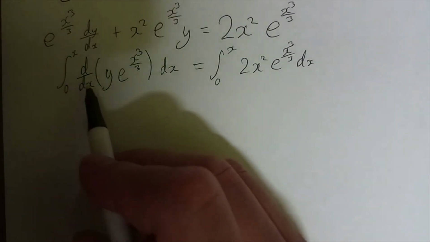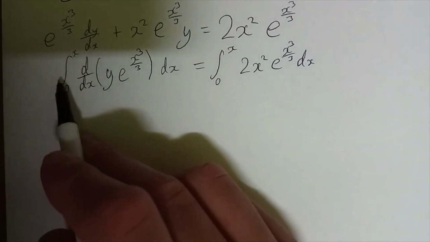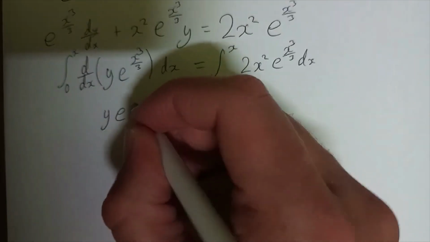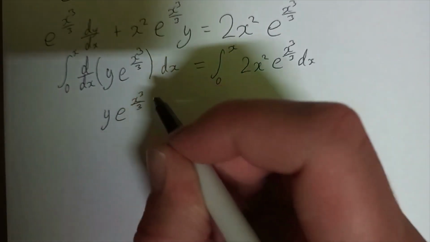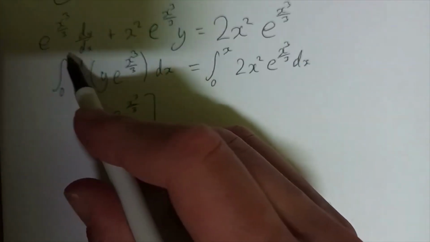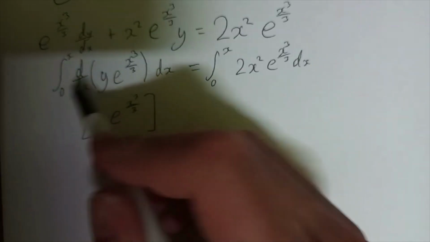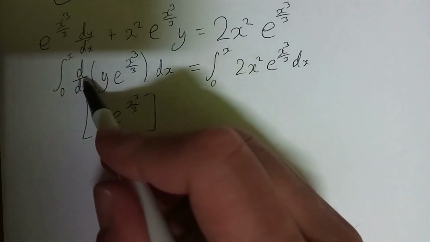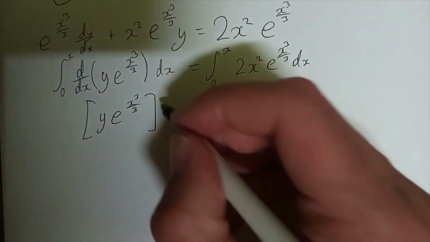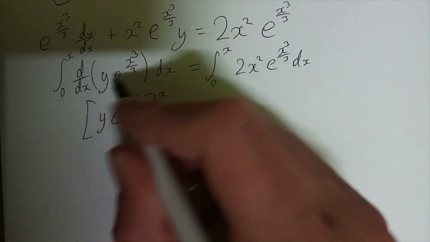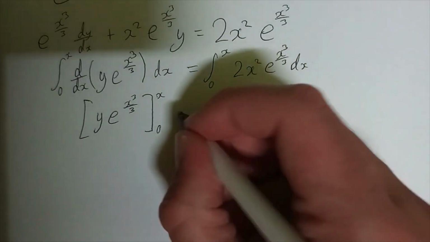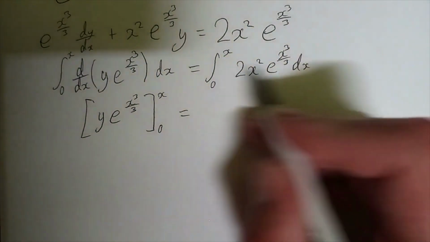So what that means is that the integral of the derivative of a function will just be the function itself, and because this is a definite integral, it'll actually be the function itself evaluated at the upper terminal minus the function evaluated at the lower terminal. So the function that we're taking the derivative of and then integrating, we take this function evaluated at x minus this function here, y times e to the power x cubed over 3, evaluated at x equals 0. Okay, so that is equal to this integral over here.